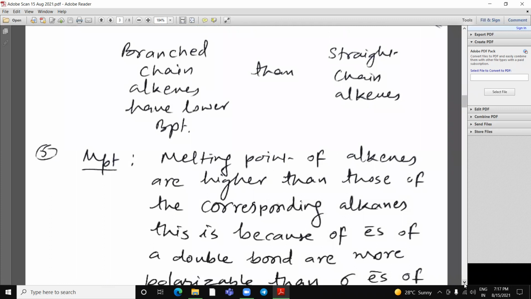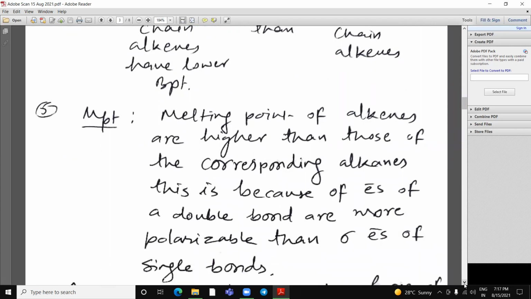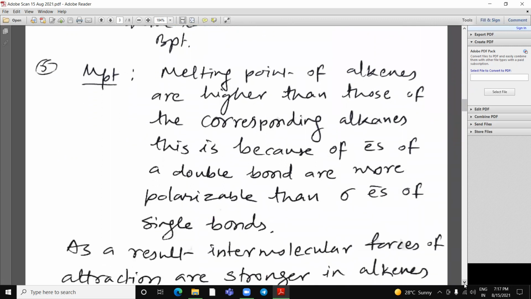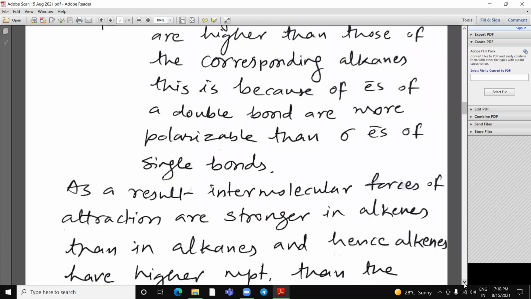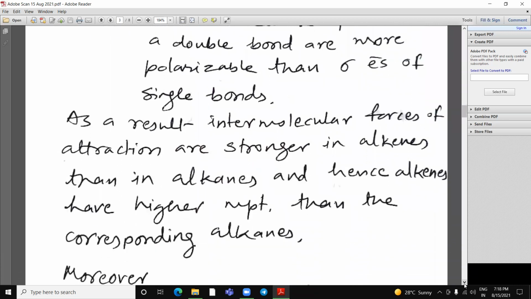Melting point. Melting point of alkenes is higher than that of the corresponding alkanes. This is because the electrons of a double bond are more polarizable than sigma electrons of single bonds. As a result, intermolecular forces of attraction are stronger in alkenes than in alkanes, and hence alkenes have higher melting point than corresponding alkanes.